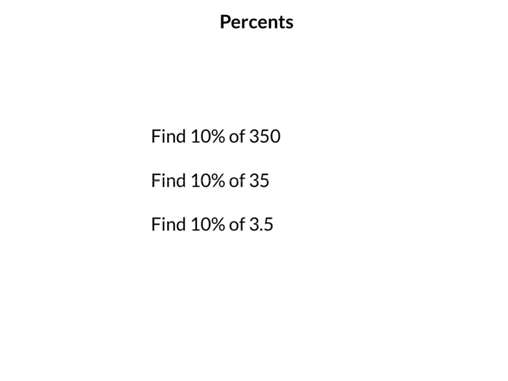So let's take a look at this example. 10% of 350 is going to be equal to 35. 10% of 35 is going to be 3 5/10. And 10% of 3 5/10 is actually going to be 35 hundredths. Again, that decimal is moving over to the left.